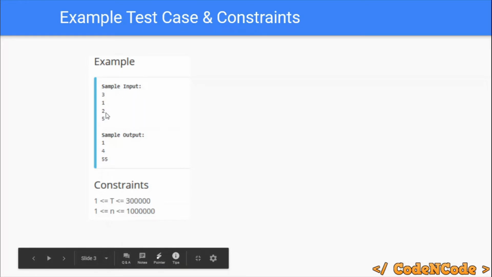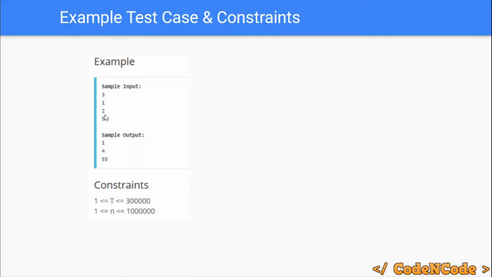There are 3 test cases. In the first test case, n is equal to 1, answer is 1. In the second test case, n is equal to 2, answer is 4. n is equal to 5, answer is 55. So these examples you can go through yourself.